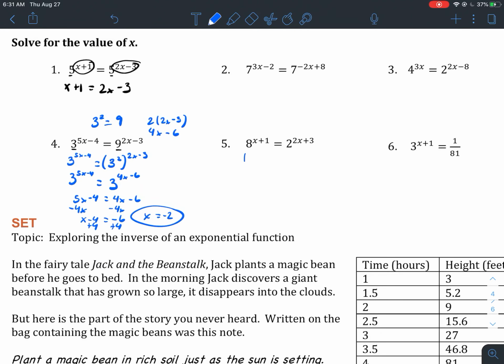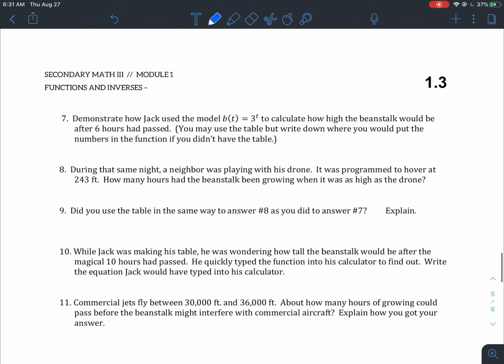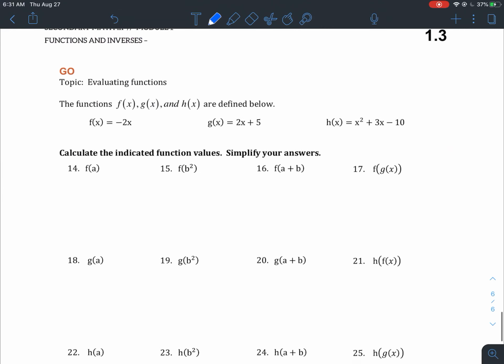So for all of these, you want to make sure that you get them in the same base. You can get 8 into base 2. You can get 81 into base 3. You can get 4 into base 2. So make sure you go through and try and solve those.